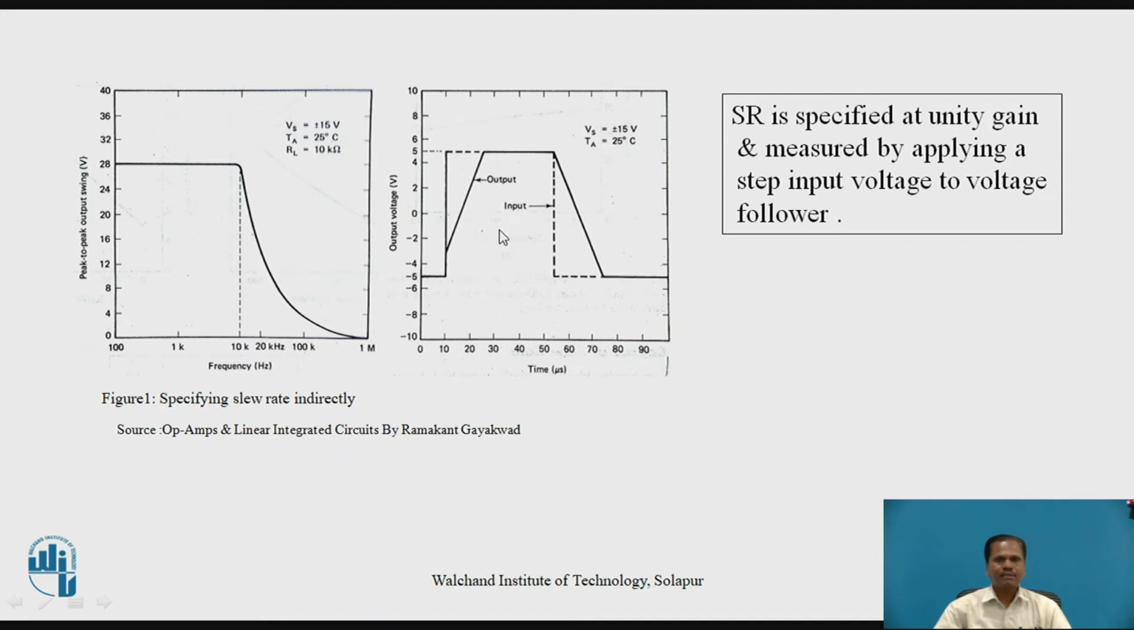As well, the output of op-amp takes certain time to reach the value of the input voltage. So the slew rate is specified generally at unity gain, and it is measured by applying a step input voltage signal to a circuit like a voltage follower whose voltage gain is equal to 1. So due to this slew rate, the op-amp output voltage takes a certain time to change and equal the input voltage. So that is due to the slew rate limitation of operational amplifier.